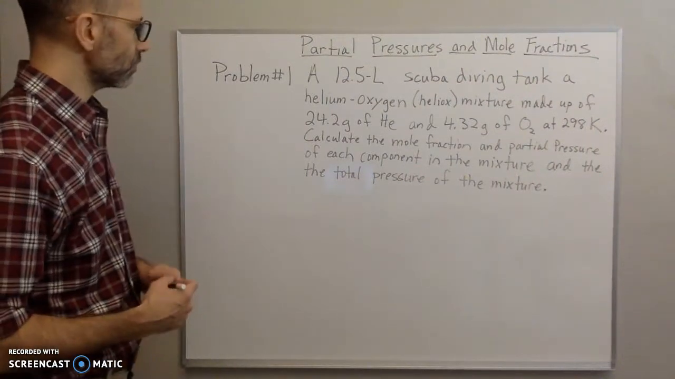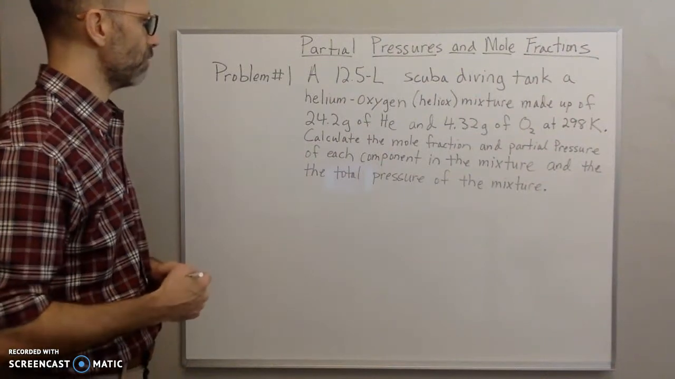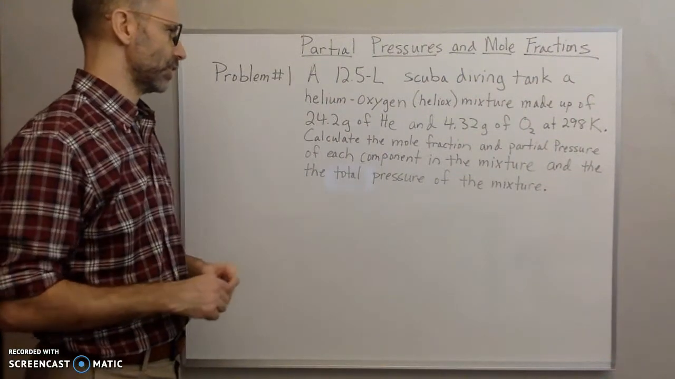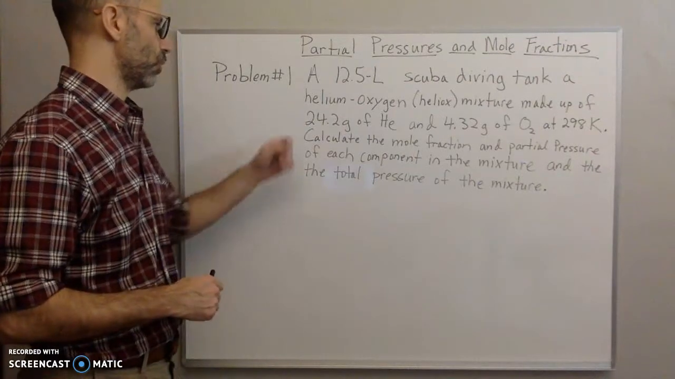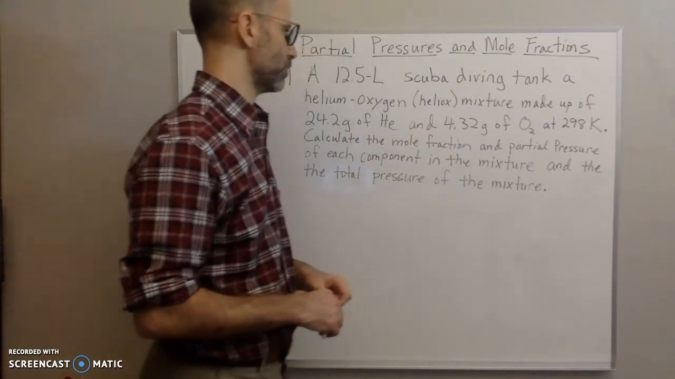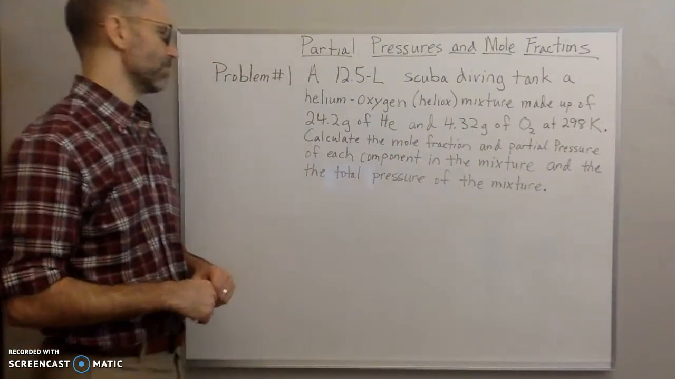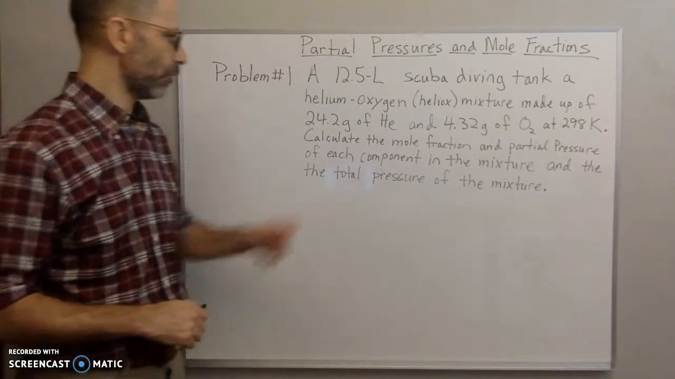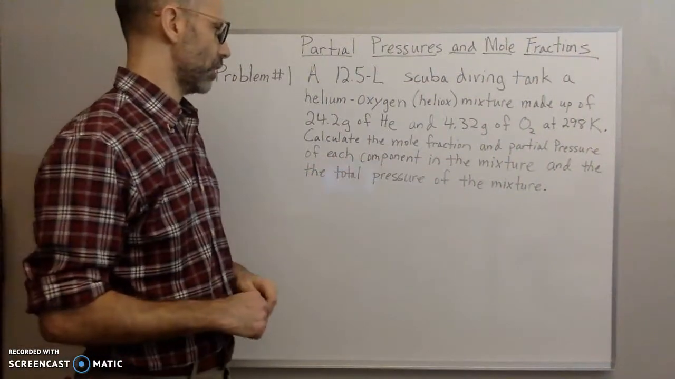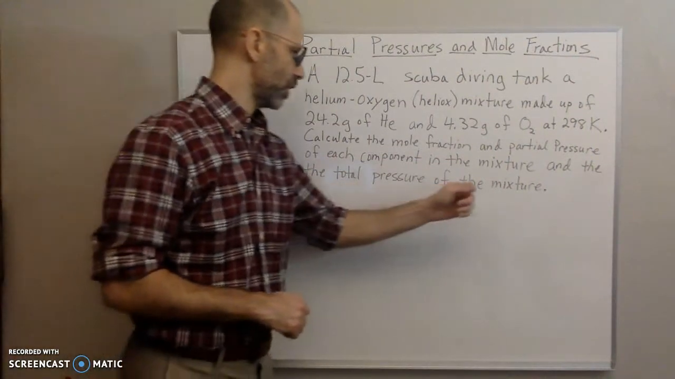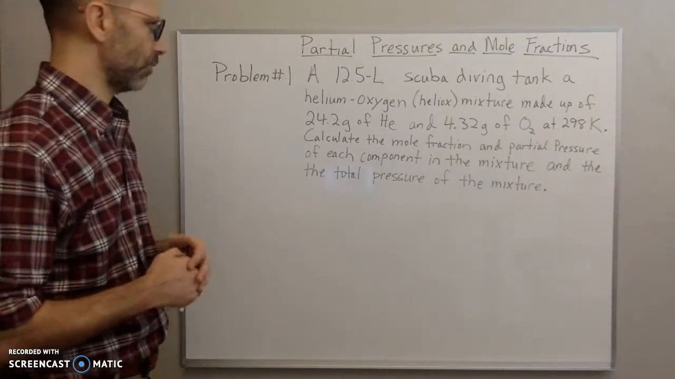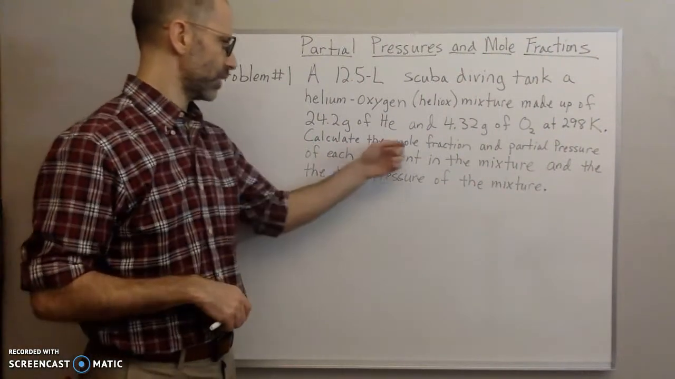So it says you have a 12.5 liter scuba diving tank, and it contains a helium-oxygen heliox mixture made up of 24.2 grams of helium and 4.32 grams of oxygen at 298 K. It asks you to calculate the mole fraction and the partial pressure of each component in the mixture, and the total pressure of the mixture itself. So there's a lot to find out here. Let's start with calculating the mole fraction.